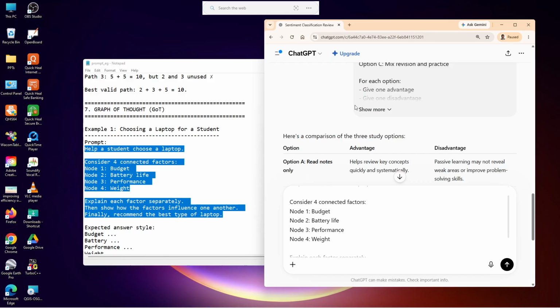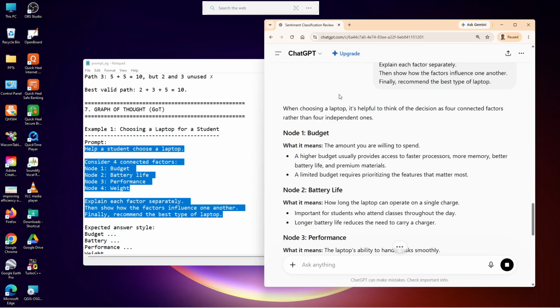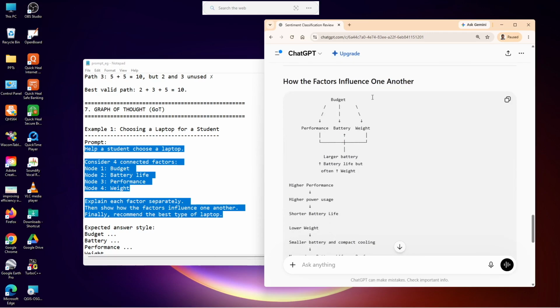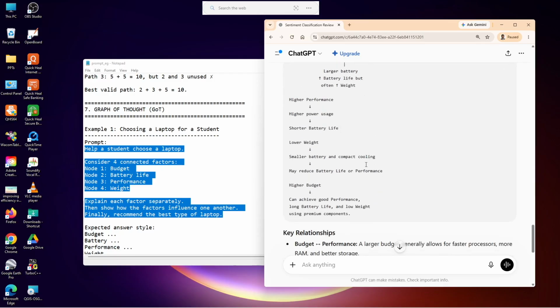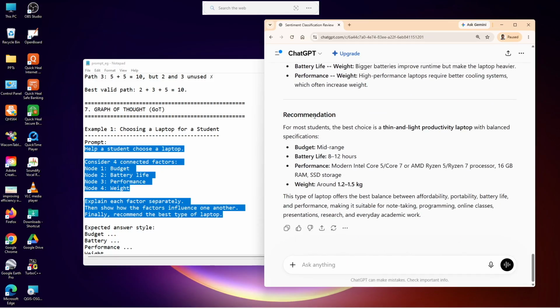See, in tree of thoughts the nodes will not interact, but in a graph the nodes interact, like battery life can interact with performance or battery life with weight and so on. In this type, we can see that it also gives the different nodes. Along with the nodes, it would also give a graph that the user can understand, and we can also get multiple graph structures by giving additional prompts. At last, it would also give the recommendation.